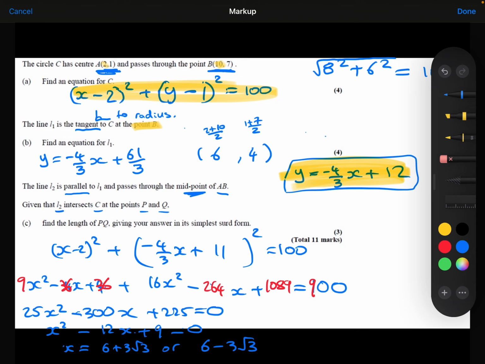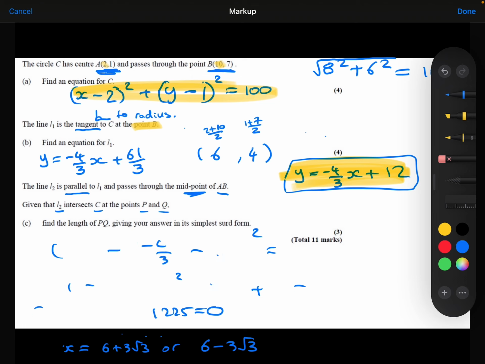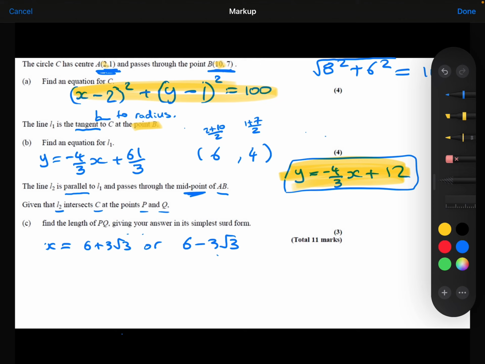We can now work out our y coordinates by substituting those back in to our y equation. So let me just create a little bit of space here, move this up here. So if I substitute each of those into here, so y equals minus 4 over 3 times the, let's do the positive one first, let's do this one here.